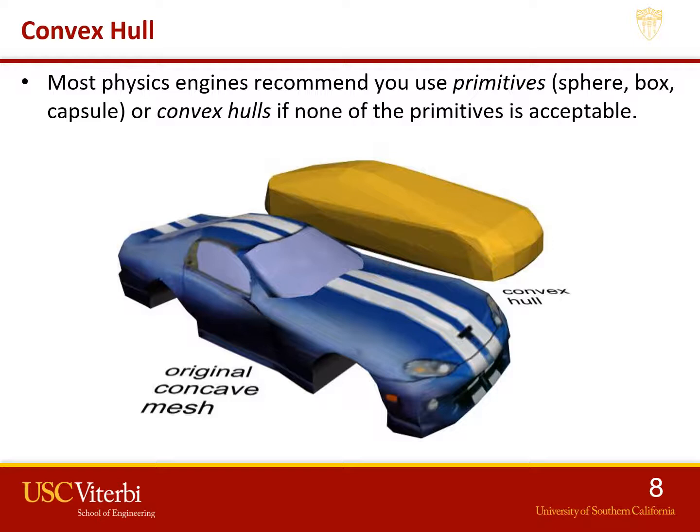Most art packages just have a make convex button, and they can just drop a convex hull around stuff. And then probably you're going to want to go in and remove some of the extra polygons, because you've got a lot of polygons in this shape, and maybe you don't need that level of detail in your collision shape.